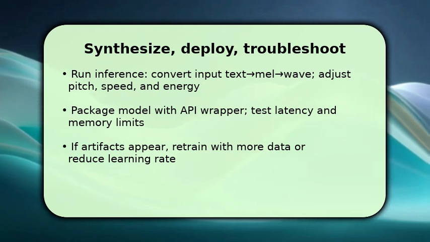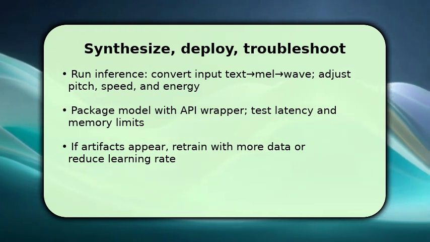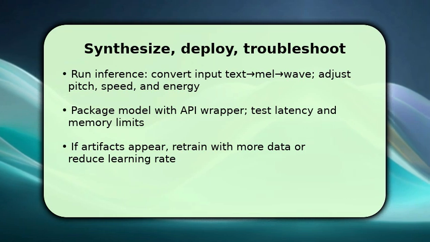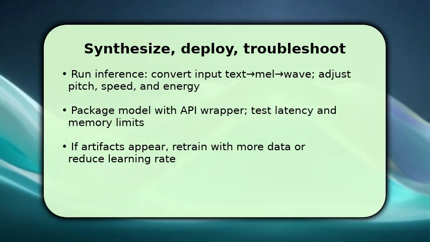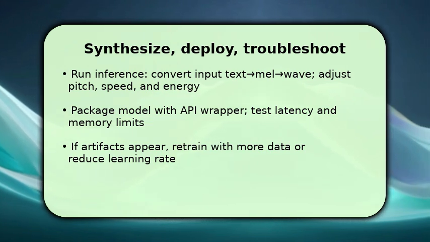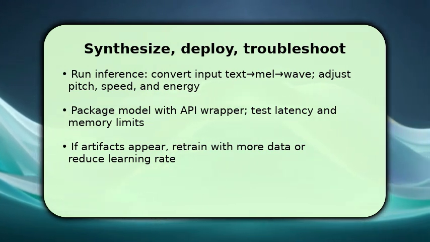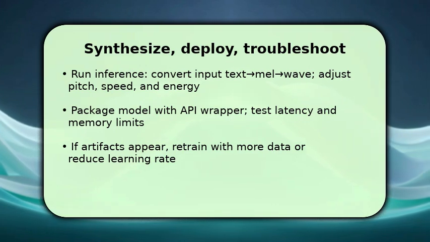If you hear robotic artifacts or mismatch, try lower learning rates, more training data, or better alignment. Also check input normalization and retrain the vocoder. This last stage gets you from model to usable, natural-sounding voice.